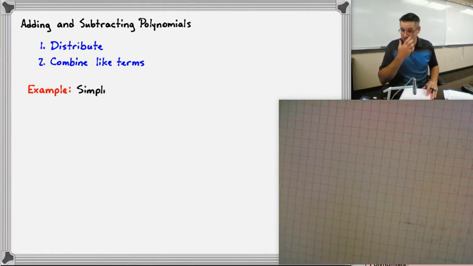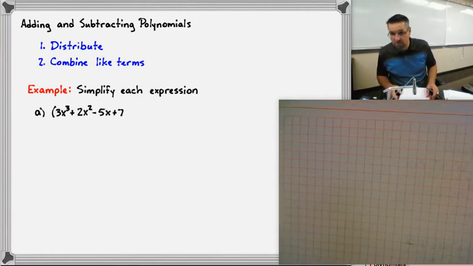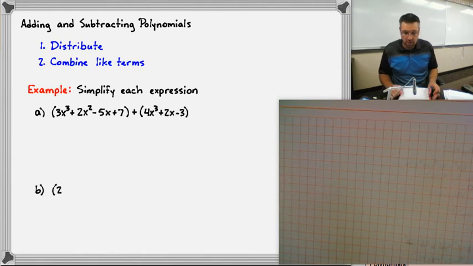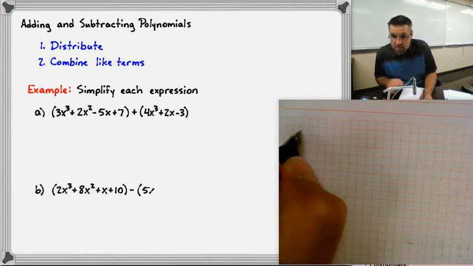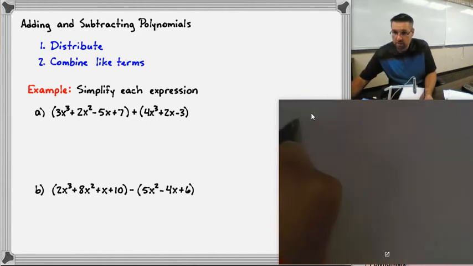Here's an example of this. This will be on your right-hand side. It says simplify each expression. Here we've got, let's get this in view, make sure my camera's in the right position here. I'm going to go ahead and make this a little bit bigger.